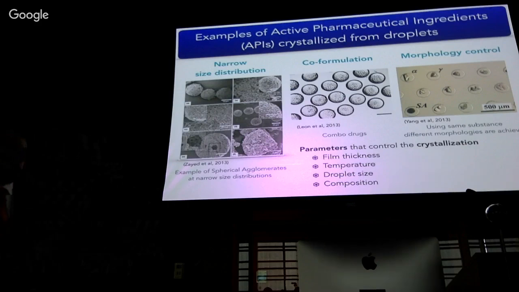And then you have control of morphology. By changing these parameters, a single substance can be crystallized in different morphologies. For example, you can have alpha crystals, gamma crystals, and spherical agglomerates. Pharmaceutical companies are interested in this type of spherical agglomerates, because they have surface characteristics which increase their surface area, and they dissolve faster.